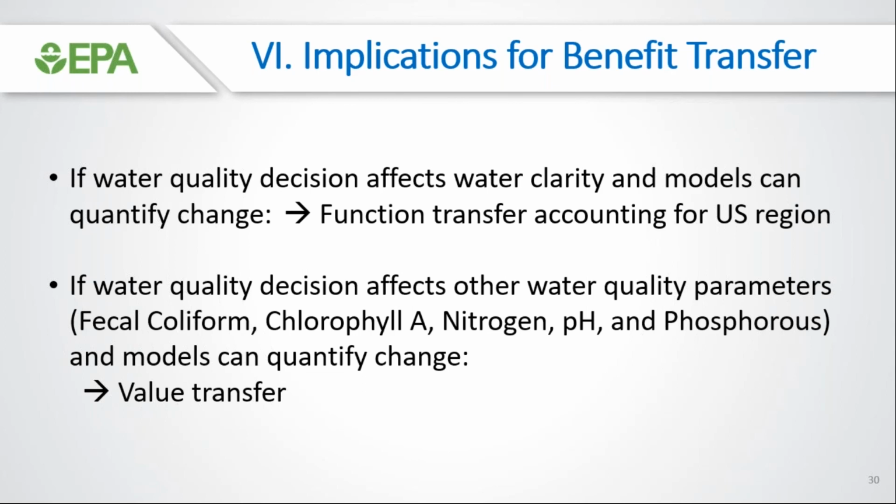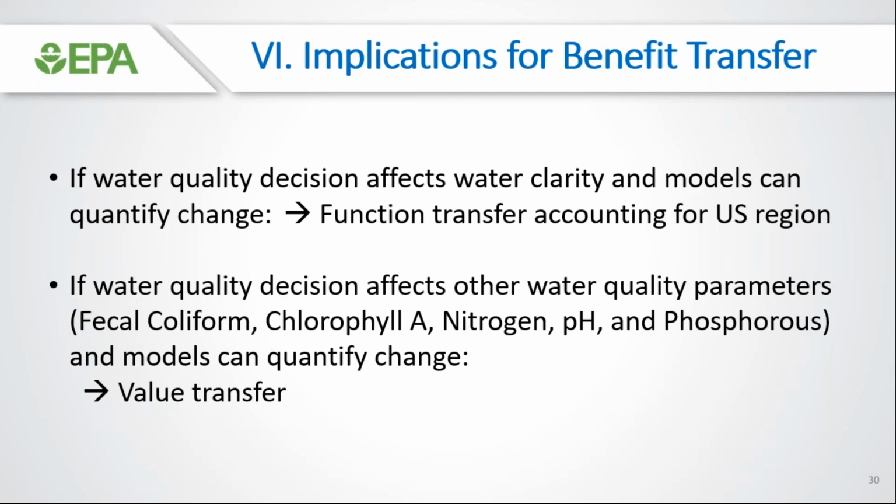When it comes to benefit transfer, the question becomes whether any particular water quality decision can be modeled for the water quality measures. That is, if we have a national policy that affects water clarity and we can measure those potential changes, we could use our function transfer and differentiate our elasticities by both waterfront and non-waterfront homes and the specific U.S. region. Now, because most agencies, state and federal, don't regulate clarity, this would require translating the change in water quality from the decision to clarity, an extra step.